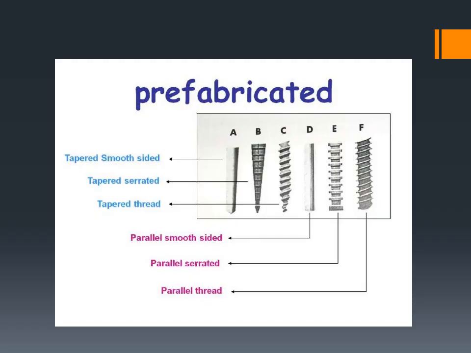The second main type is the prefabricated post. Prefabricated means it's already available in particular sizes and shapes. For example, tapered posts can be smooth-sided, serrated, or threaded. Here you can see a plain one with smooth surfaces, these are serrated, and this is threaded. This one goes and threads the dentin, so it binds to the dentin very strongly.